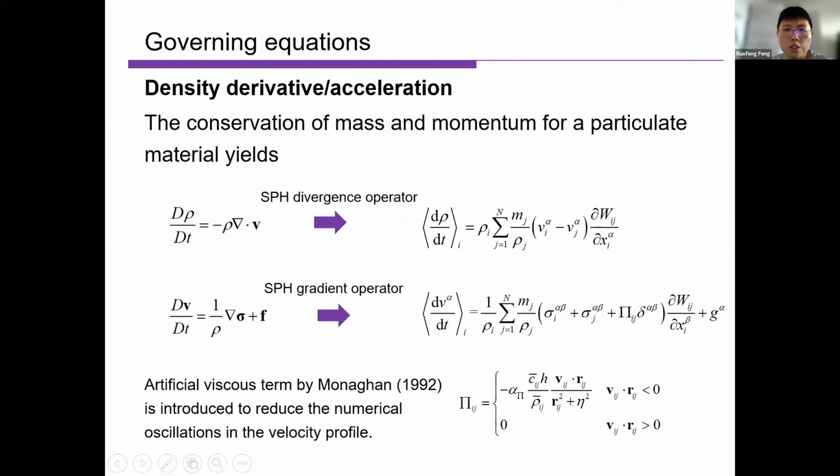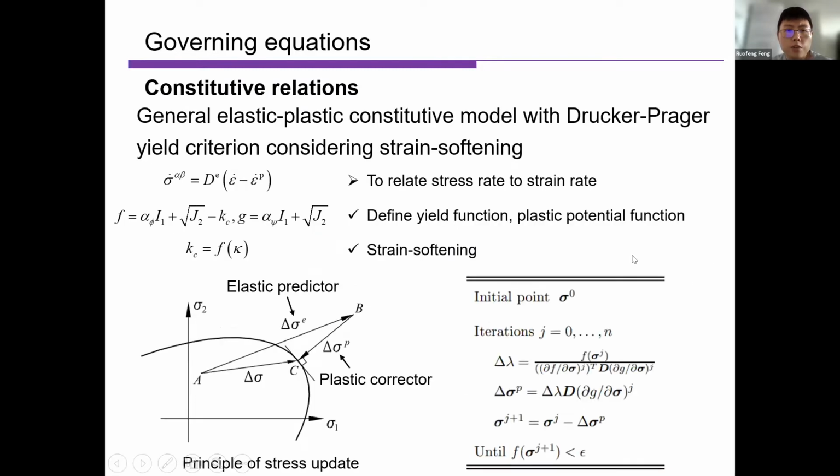So for the governing equations, the conservation of mass and momentum is quite similar to what we have in fluid dynamics, because both are based on continuum mechanics. The thing to note is that we use stress rather than pressure in the momentum equation. Also, I include an artificial viscous term in order to stabilize the simulation, and also to reduce numerical oscillations in the velocity profile. So the main difference is that for the constitutive relations, we use something more complex.